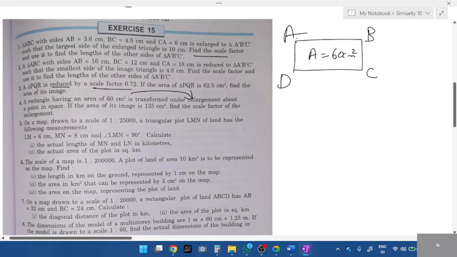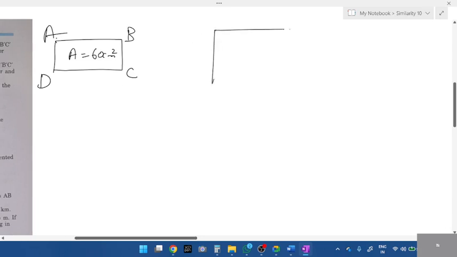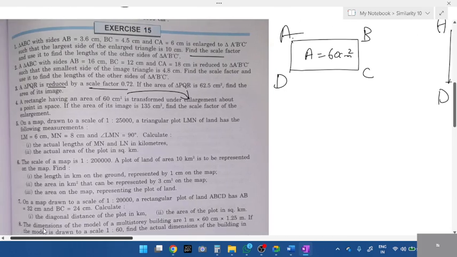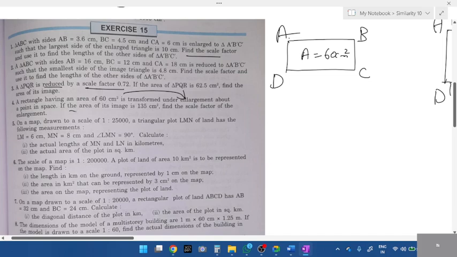Tell me. Enlargement. So this diagram is enlarged. It has become like this. After enlargement, I'll write it as A dash, B dash, C dash, D dash. The diagram is not required, just for explanation. About a point. If the area of the image, what is the area of the image, students? Respond, all of you.